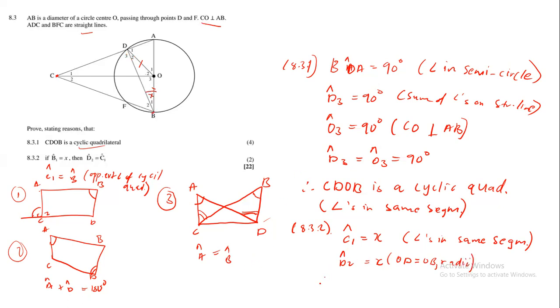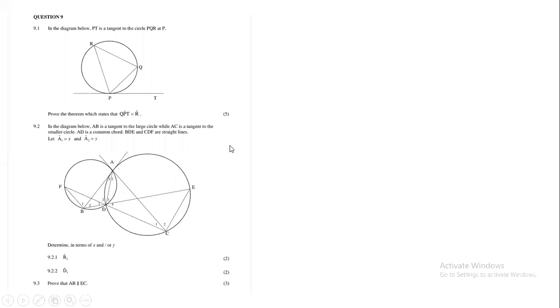Therefore, we can say now that angle D2 is equal to angle D1 because both of them are equal to X. That means they are equal as well. That's how we solve 8.3.2. Still no questions? Okay.